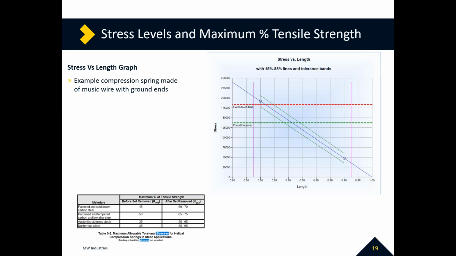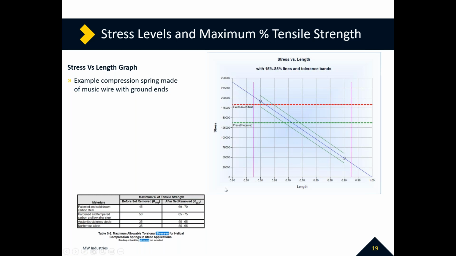So when we're talking about stresses, every single material, again using music wire as a case, has a threshold that the material can get to. So for example, music wire, it's 45% of the maximum tensile strength. Below 45%, the spring is going to function the most ideally. The stresses are going to be low. You're going to get great static life, great dynamic life.